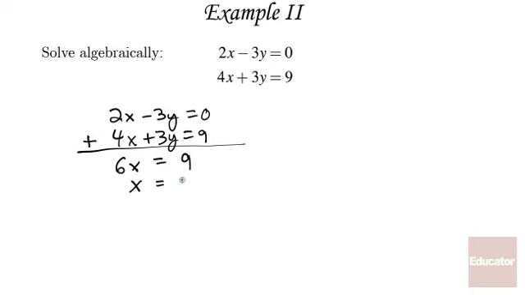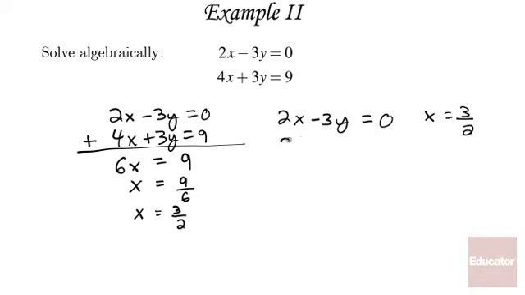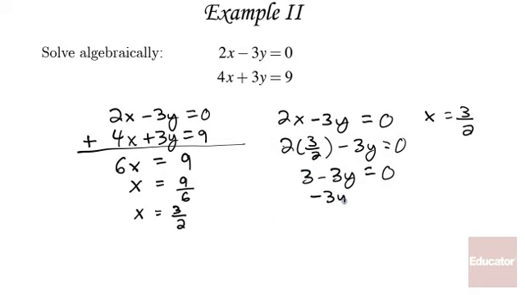So I'm going to divide both sides by 6. This is going to give me 9/6, and that simplifies to 3/2. So I have x equals 3/2. I'm going to pick either one. I'll go ahead and pick the top one, 2x minus 3y equals 0, and let x equal 3/2. Substitute that for x. The 2's cancel out. This gives me 3 minus 3y equals 0, or -3y equals -3. If I divide both sides of the equation by -3, I'll get y equals 1. So the solution is x equals 3/2, y equals 1.